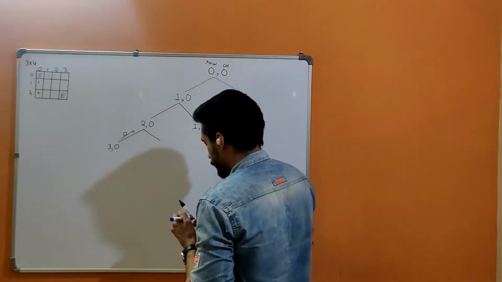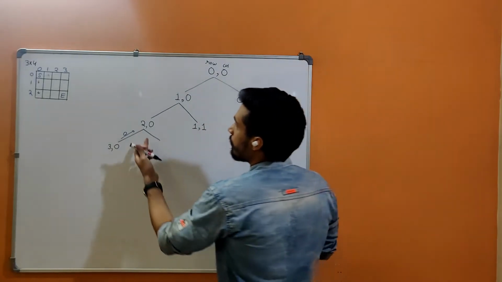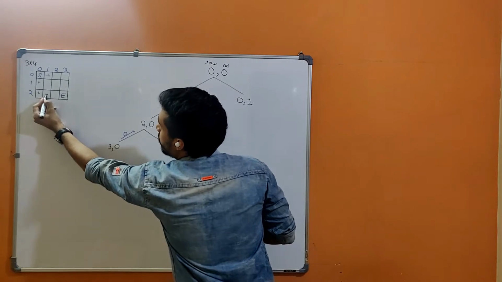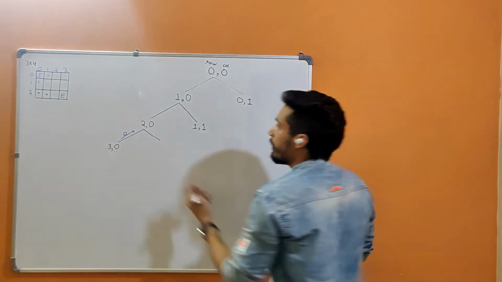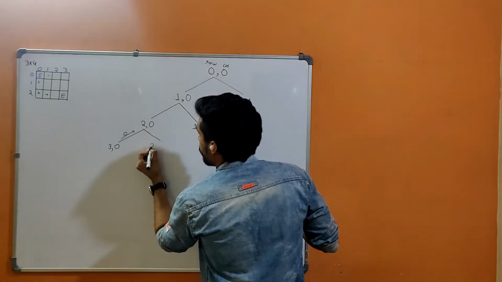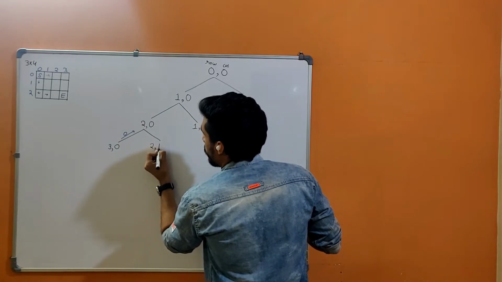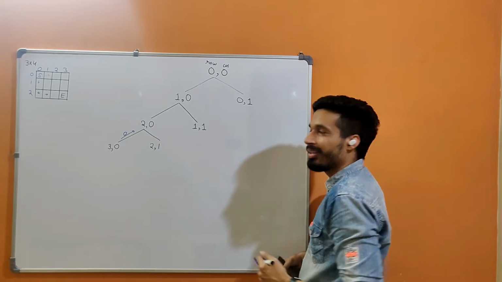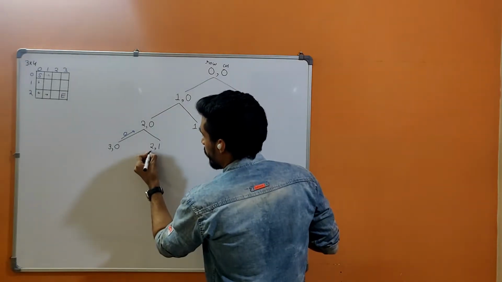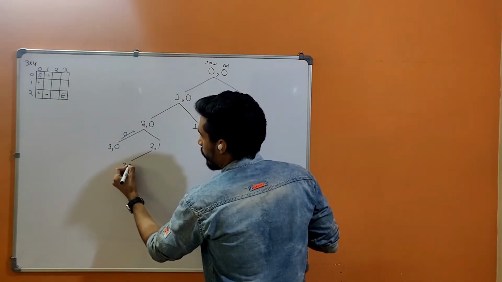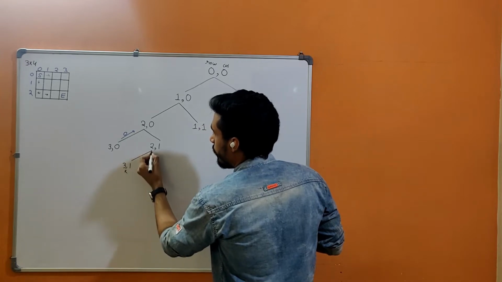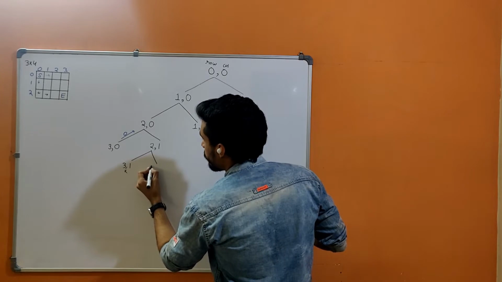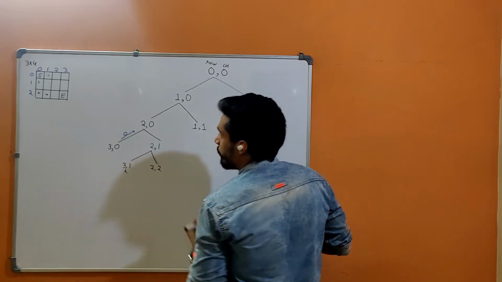Now from the 2, 0 position, I can go towards the left, right? So let's increment it. From this position, can I go towards the down? No, I cannot go towards the down. I can only go towards the left side of the matrix, that is 2 and 2.